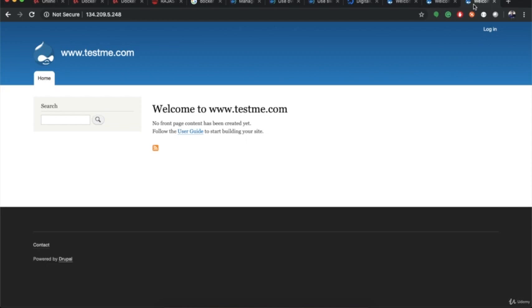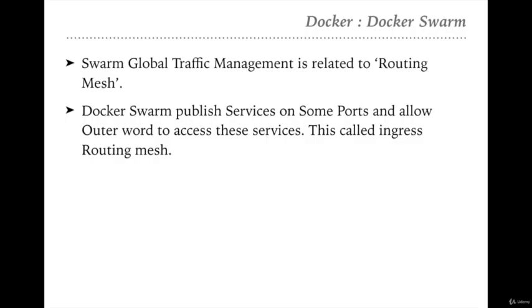So we will discuss what the routing mesh is and how Docker manages the global traffic inside Docker Swarm. What Docker Swarm does is publish the services on some ports and allow the outer world to access these services. In the last lecture, when we started the Drupal service, we exposed that service on port 80, and we are able to access the service with the help of the IP on port 80. This is called the Ingress routing mesh.